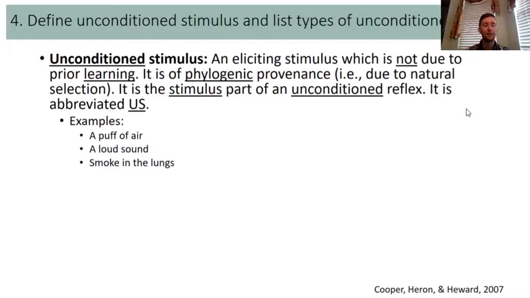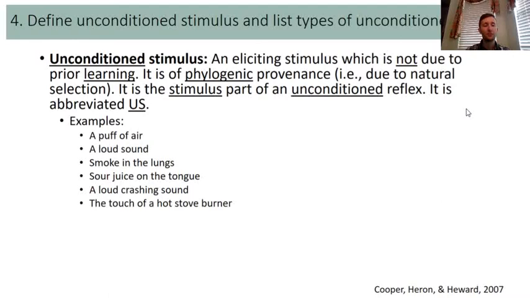So smoke in the lungs is also going to be an antecedent stimulus. It's going to be an eliciting stimulus, which means the function of smoke in the lungs is that it elicits the reflex response of coughing. Okay, then sour juice on the tongue can also be an unconditioned stimulus or an eliciting stimulus. A loud crashing sound, the touch of a hot stove burner.